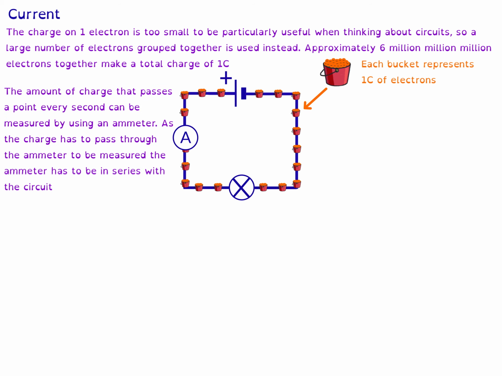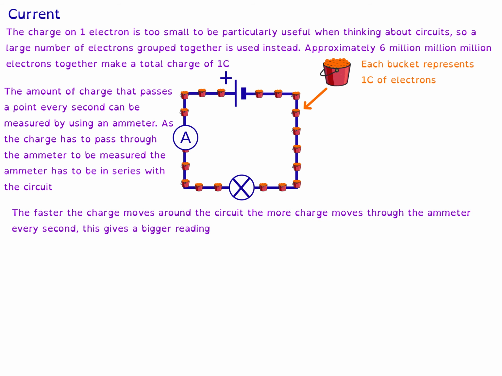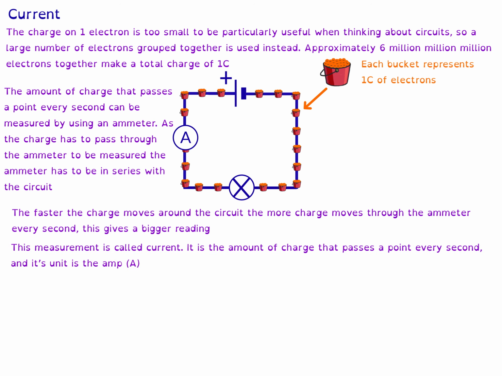The amount of charge that passes a point every second can be measured using an ammeter. As the charge has to pass through the ammeter to be measured, the ammeter has to be in series with the circuit. The faster the charge moves around the circuit, the more charge moves through the ammeter every second. This gives a bigger reading. This measurement is called the current. It's the amount of charge that passes a point every second, and its unit is the amp, capital A.